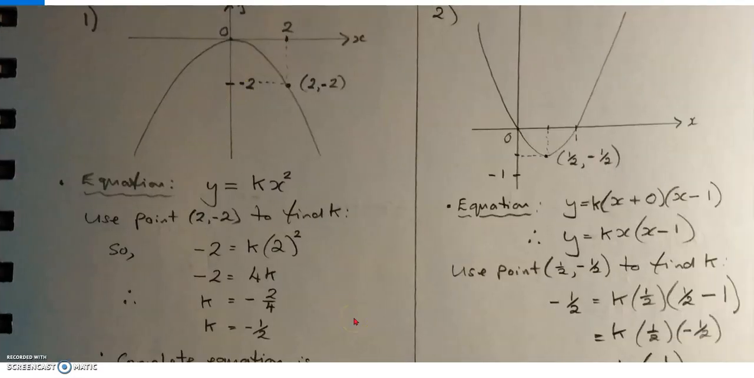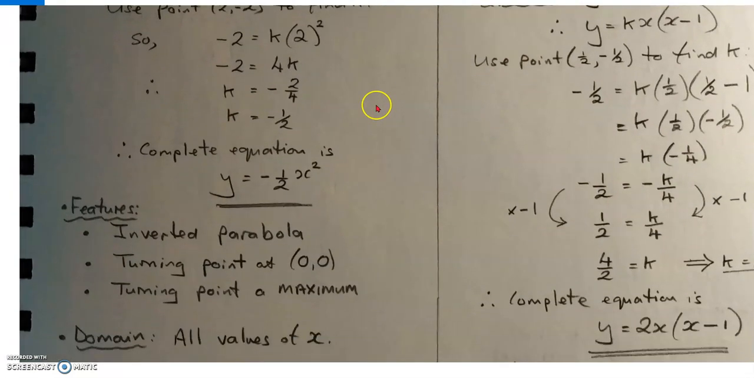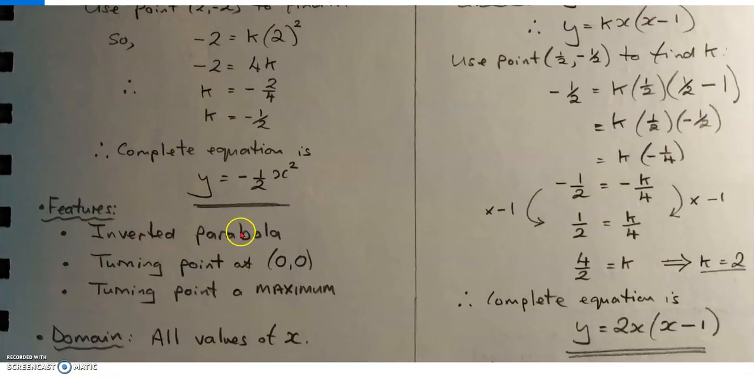Well, as I've already said, you give it its name. Its name is an inverted parabola. You must give the name. Do not assume that the person reading your work will say, oh, this person knows it's a parabola. Give it its name. Okay, it's an inverted parabola. It has a turning point at the origin, (0, 0), and that turning point must be a maximum.